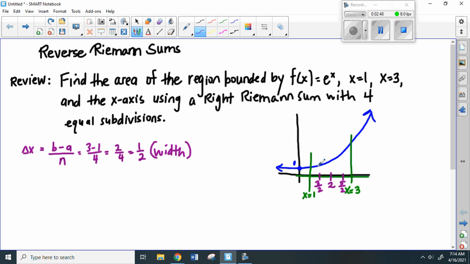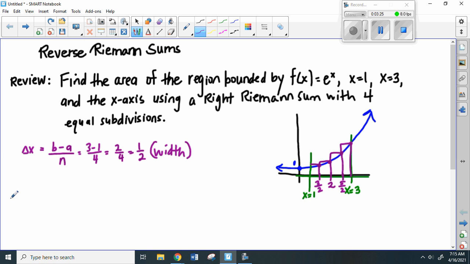Now, when I actually draw my rectangle, I have to touch the curve, okay? And it specifically says using right Riemann sums. So when I look at this first rectangle, it's the right side of the rectangle that determines my height. And then when I get to the second rectangle, it's the right side that determines the height, and so on. So I end up needing to go all the way to the end here for my last rectangle.